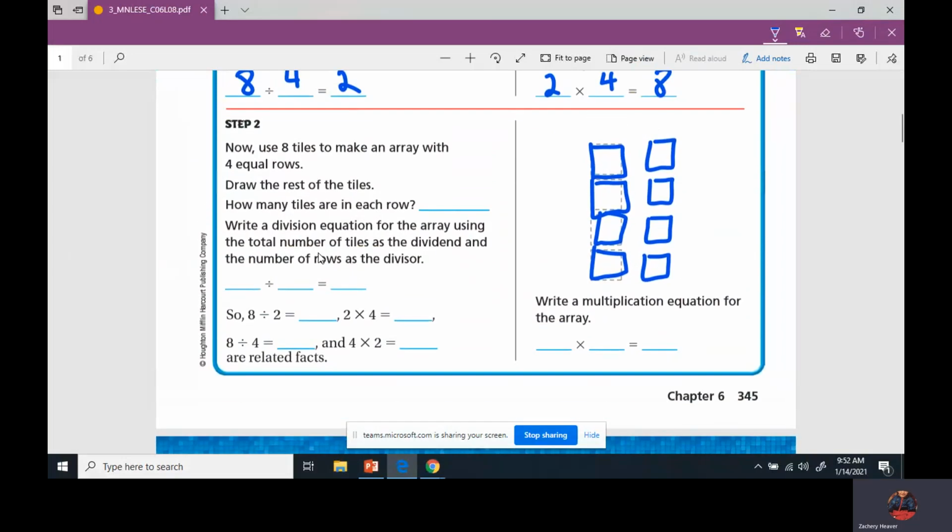So how many tiles are in each row? Well, there's only 2. So we have 8 total divided by 2, which makes 4. So 8 divided by 2 is 4. 2 times 4 is 8. 8 divided by 4 is 2. 4 times 2 is 8. They're all related. On multiplication, 4 down, 2 across, they make 8. All those are related facts.